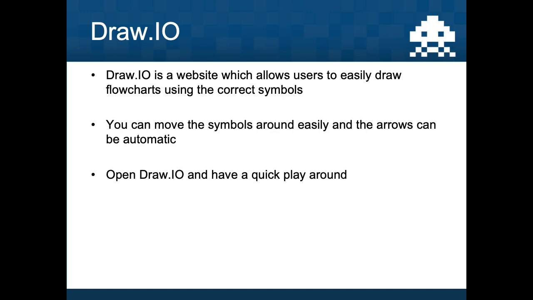So now that we know the blocks, we're probably ready to draw a diagram of our own. Draw.io is a website that allows us to draw really straightforward flow diagrams. You can select the blocks on the left-hand side and then drag them into your diagram. It runs on the internet, so we don't need to worry about installing anything at all.